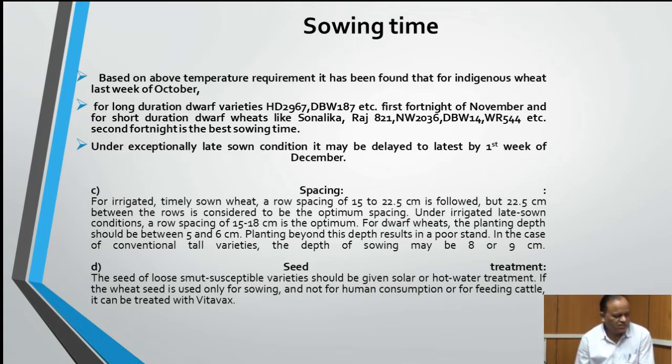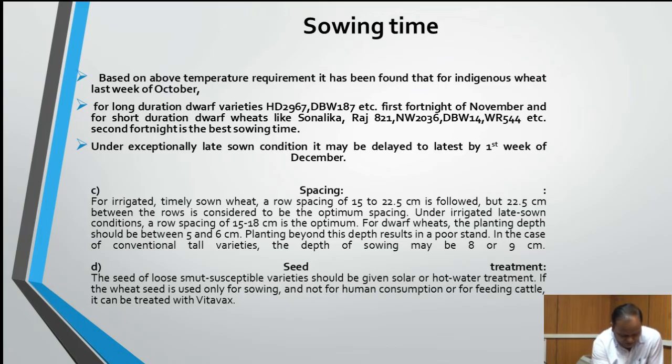And short duration dwarf wheat varieties like Sonalika, Raj 821, NW2036, DBW14, WR544, etc. should be grown in the second fortnight, which is the best sowing time. So we can say that nowadays for the irrigated condition timely sown, wheat should be grown, particularly in Jharkhand or Bihar, in the first fortnight of November.